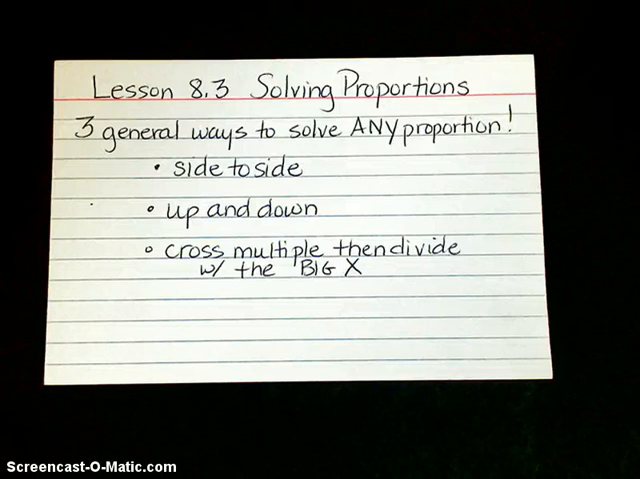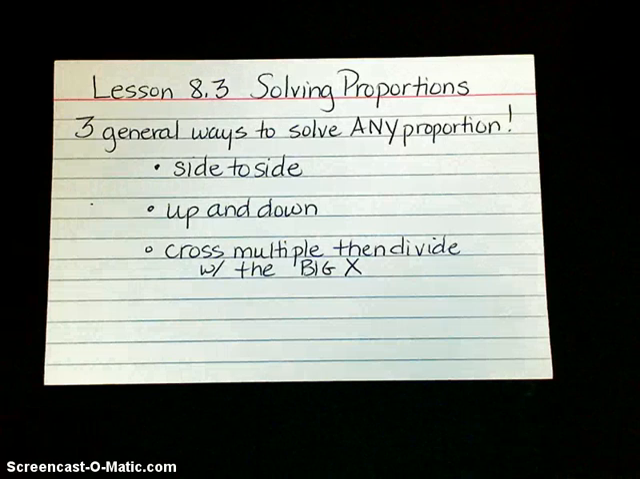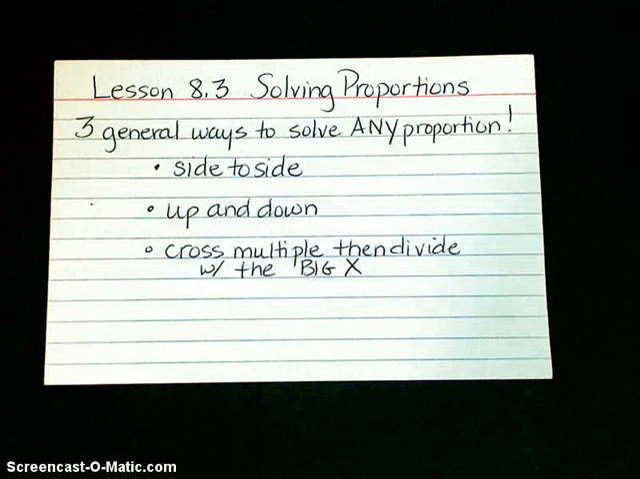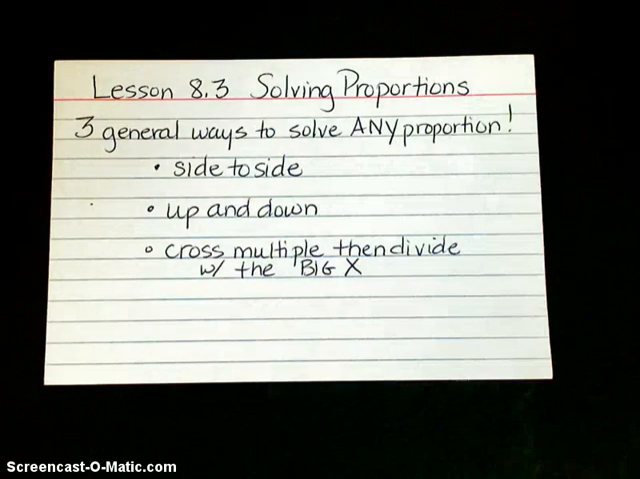Good morning, sixth graders. Today we are learning the 3 different ways to solve any proportion that I could put in front of you. One of which you guys have done over and over and over again, whether you know it or not. And that's the first method called side to side, because that is what you have been using to find equivalent ratios and equivalent rates. It's also what you've been using to divide down into finding the unit rates. And you may not have even realized that you were using proportions.